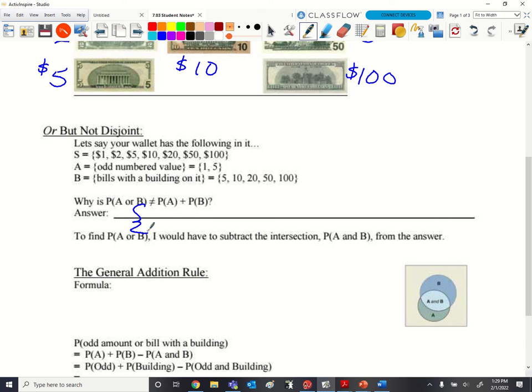So I'm going to write this out. 1 and 5, plus the set of B. So these are written in set notation here. The set of B is going to be 5, 10, 20, 50, and 100. Just like that.